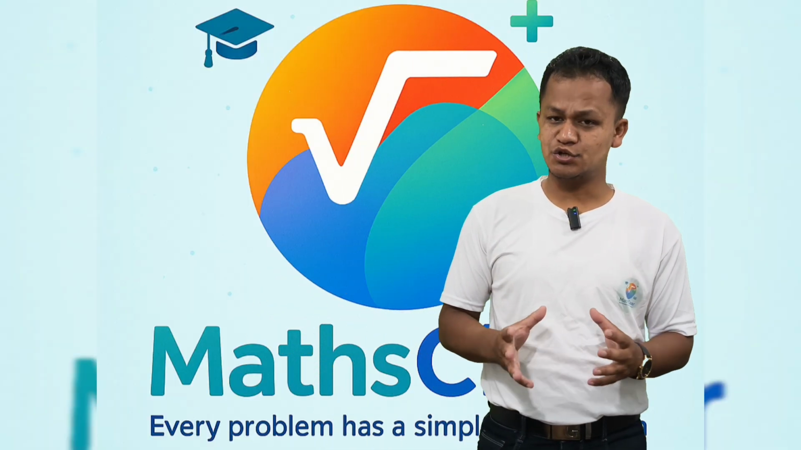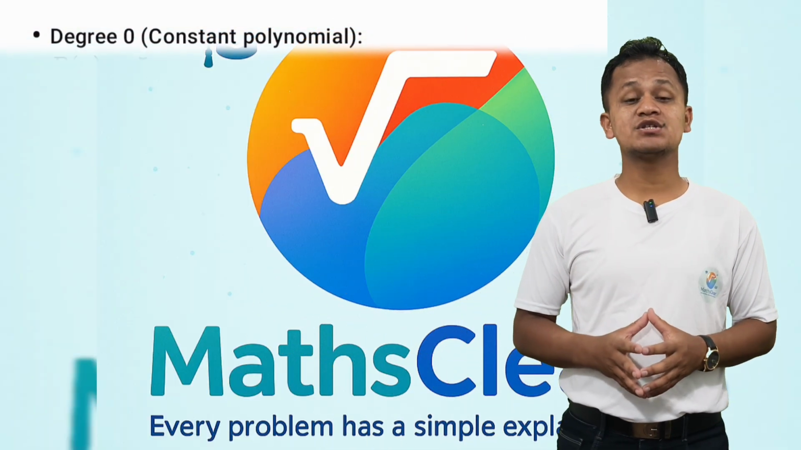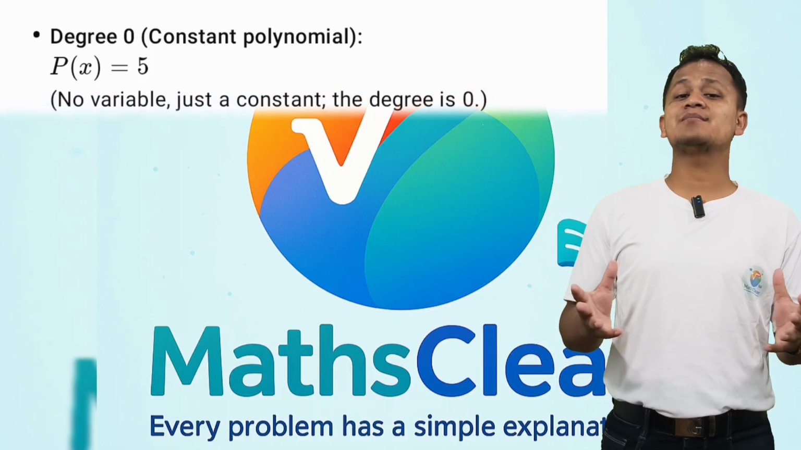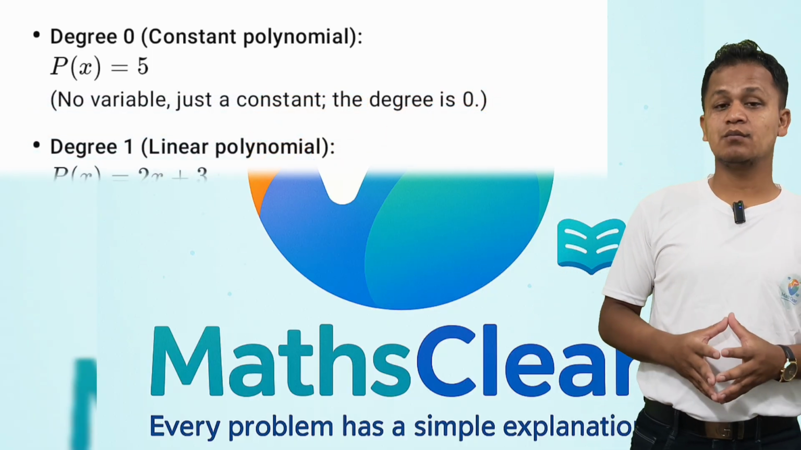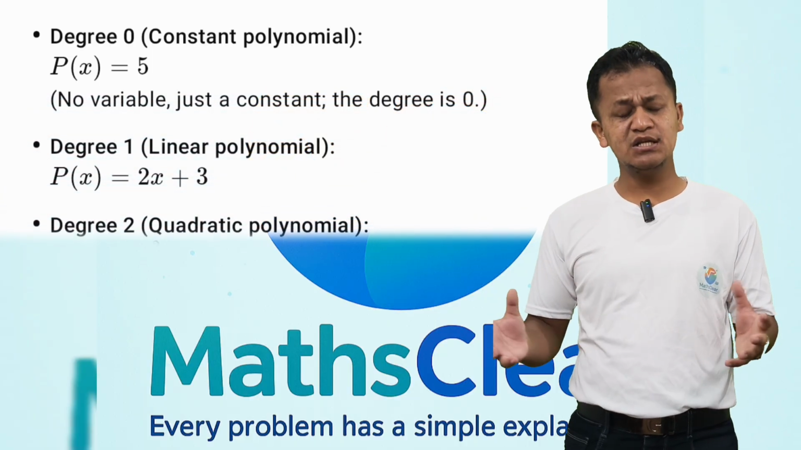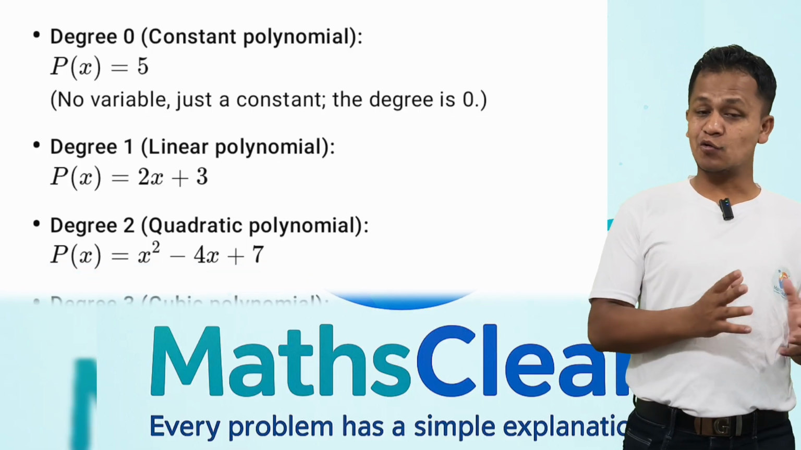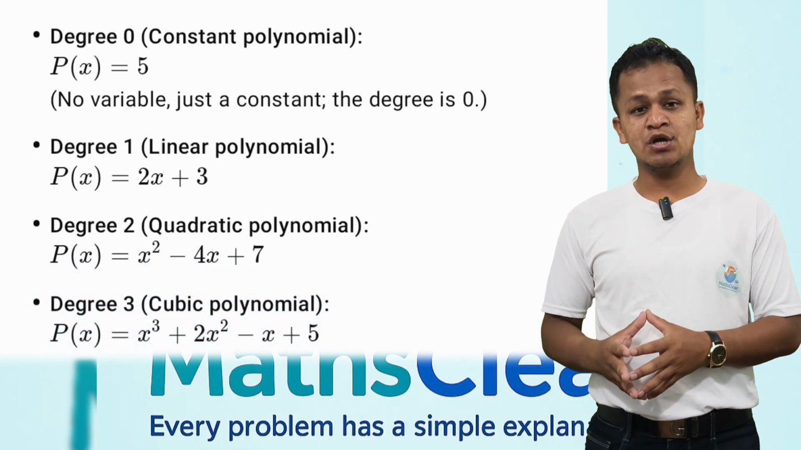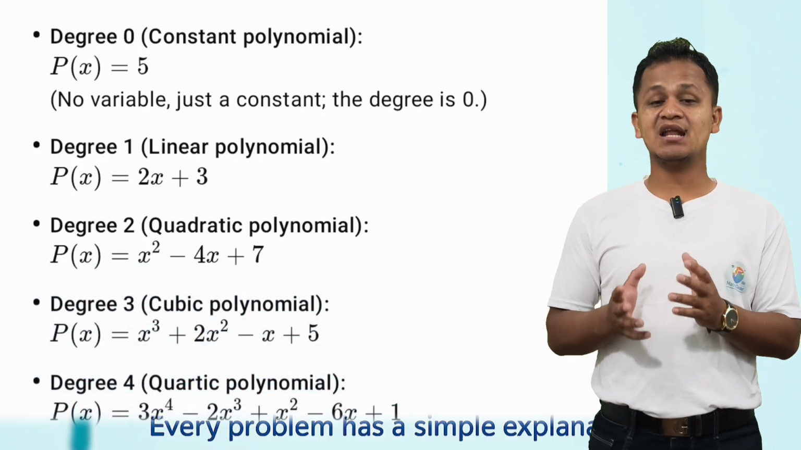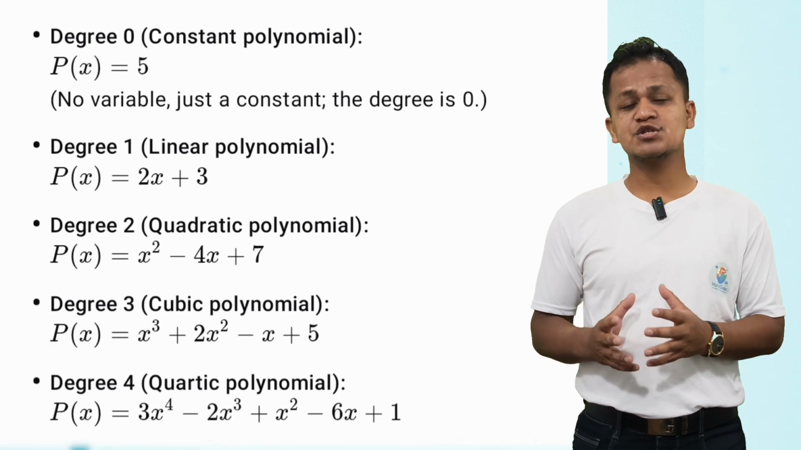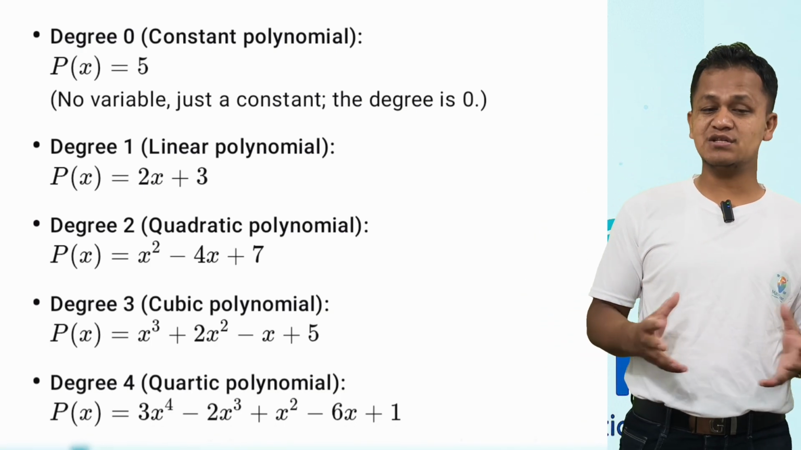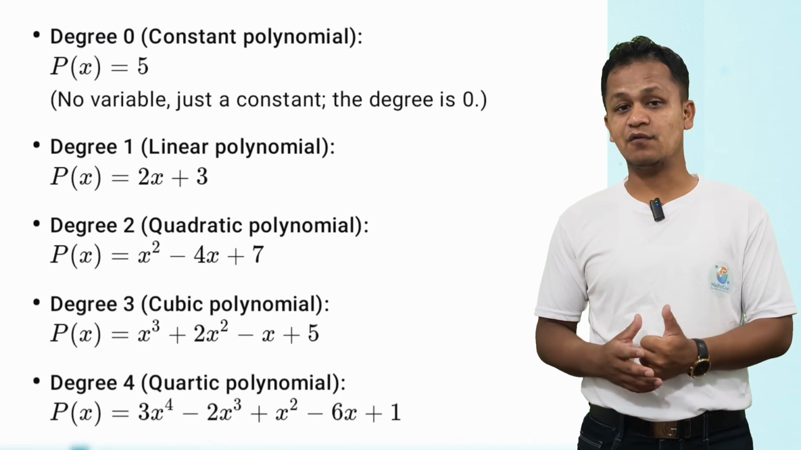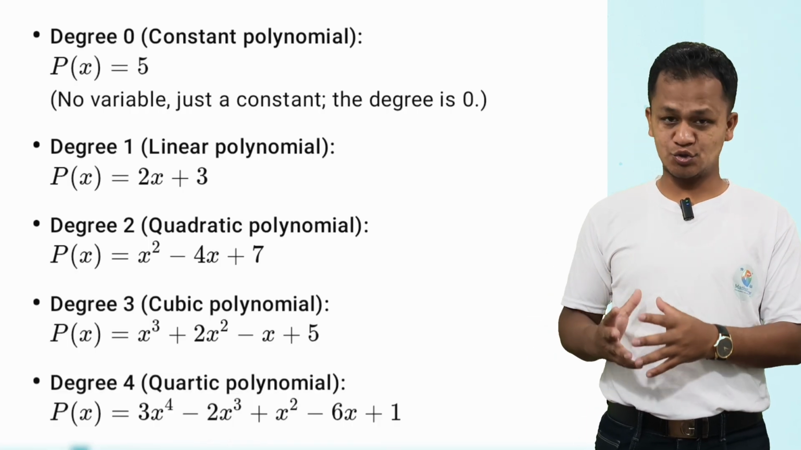Polynomials can be classified in 2 different ways. The first one, based on the degree of a polynomial, it can be classified as constant polynomial which has degree 0, linear polynomial which has degree 1, quadratic polynomial which has degree 2, cubic polynomial degree 3. And if the degree of a polynomial is more than 3, then we generally say that as polynomial of degree 4, polynomial of degree 5 and so on.